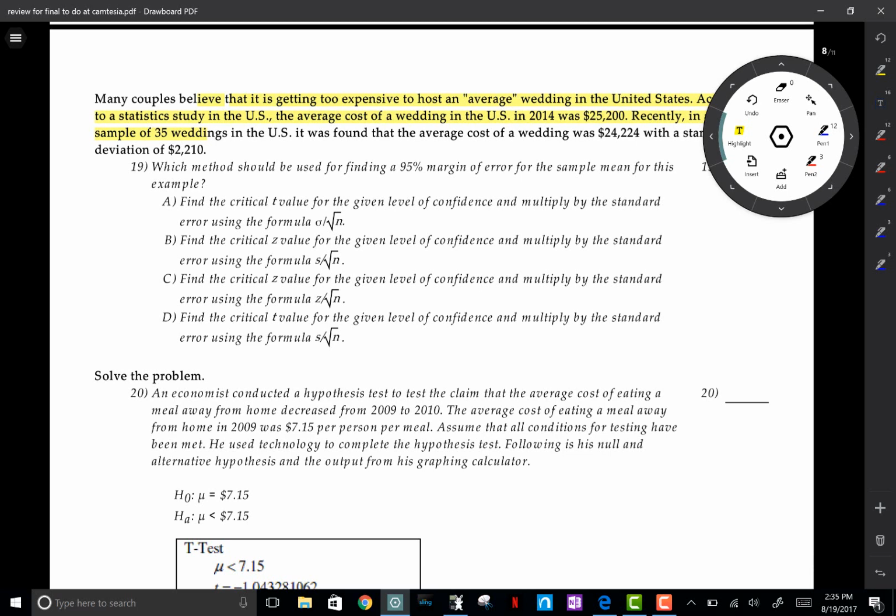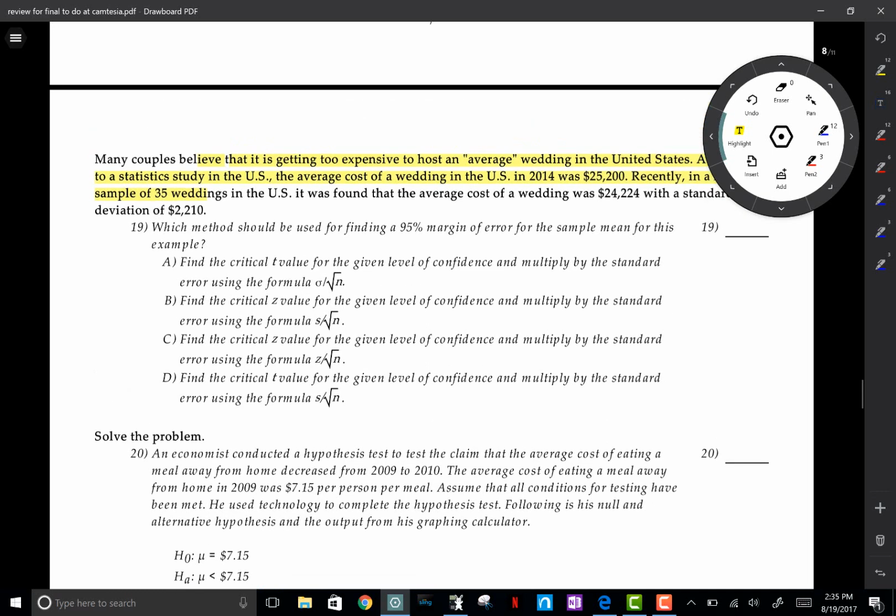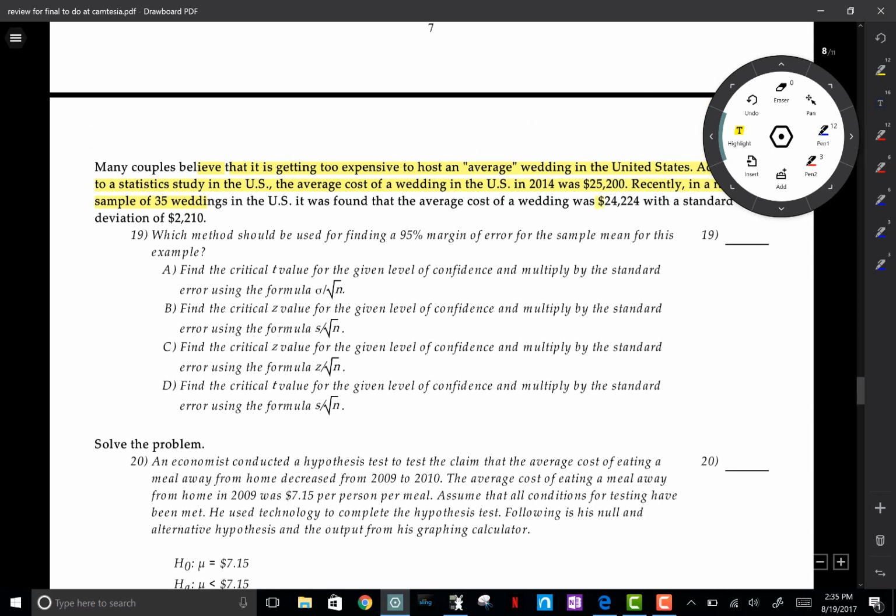So for this one, what you want to realize is how do we get the 24,224 and how do we get the 2,210? If we look at that, you want to look at where they originate from. The 2,210 and the 24,224 actually come from the 35. So it comes from a sample. Since the standard deviation and the mean come from a sample, we have to actually use the t-distribution.